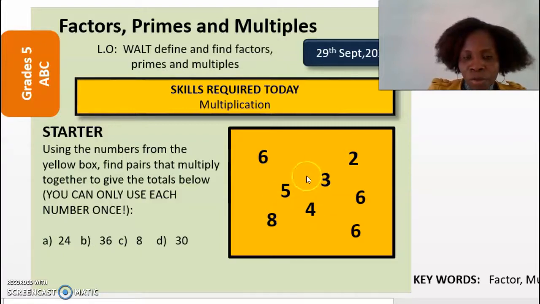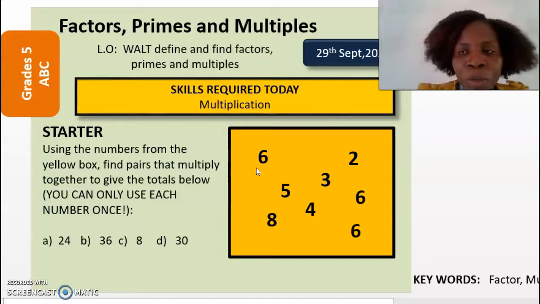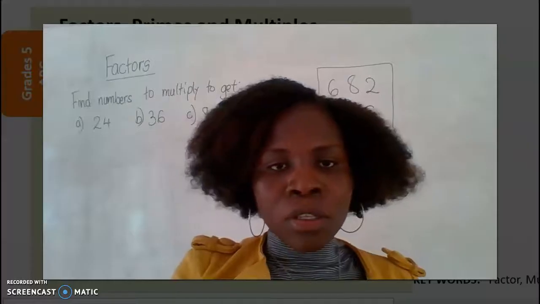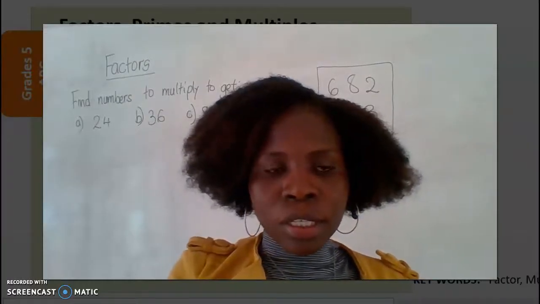So take your notebook and try to find which two numbers, if you multiply, can give you 24. Pause the video and come back and show the working. This is a starter. Pause the video, find numbers that if you multiply together will get you 24, 36, 8, and 30. So I hope you've done your testing.